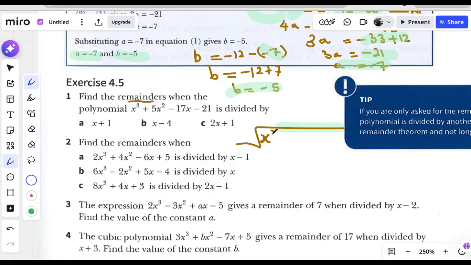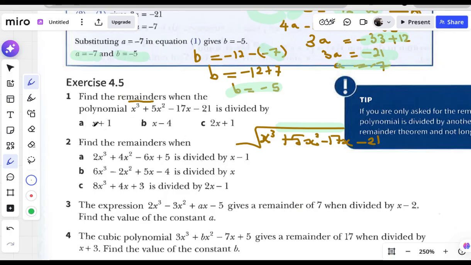x to the power of 3 plus 5x squared minus 17x minus 21. Okay, this is the polynomial, right? You're going to divide it with this one.